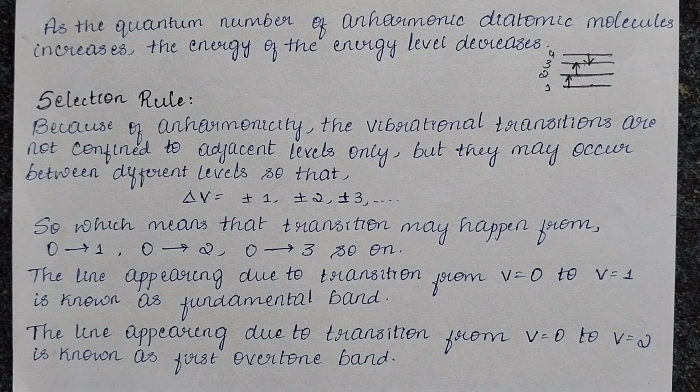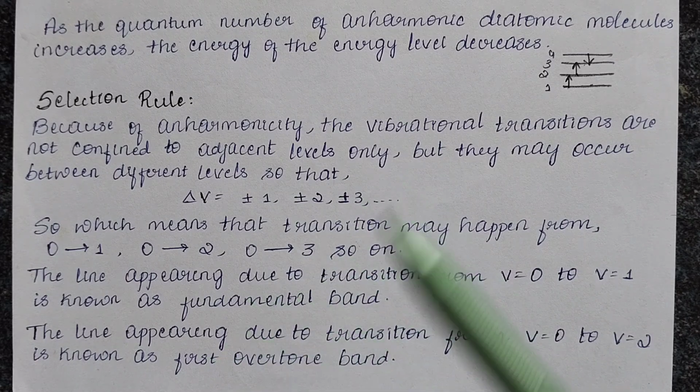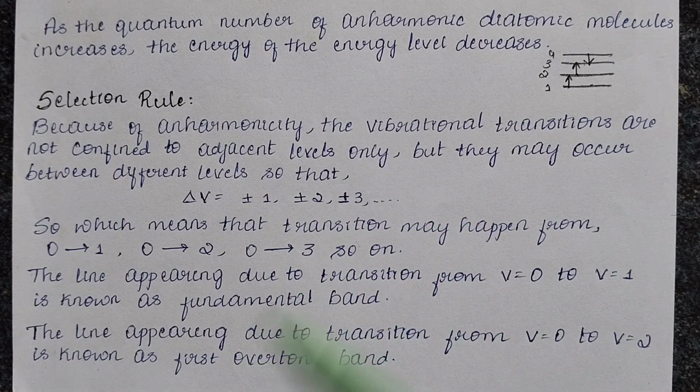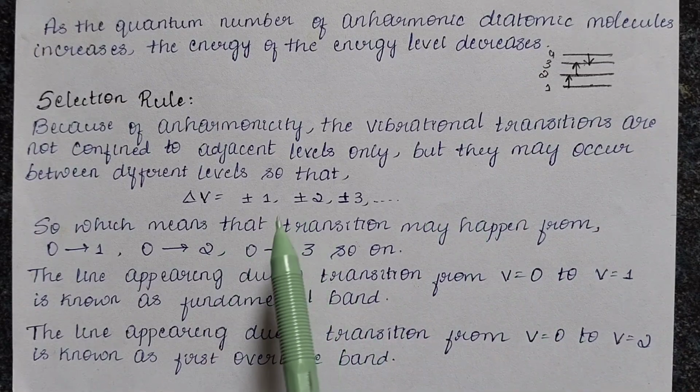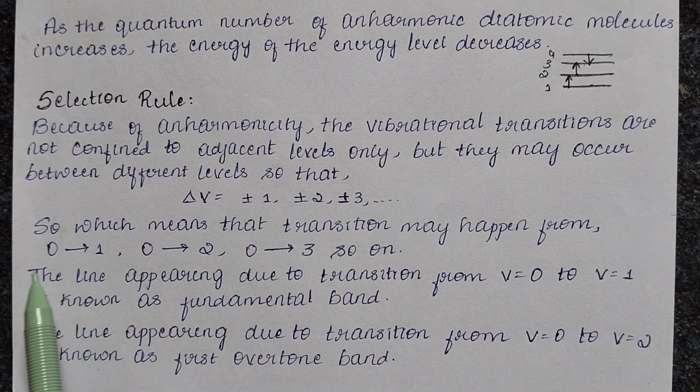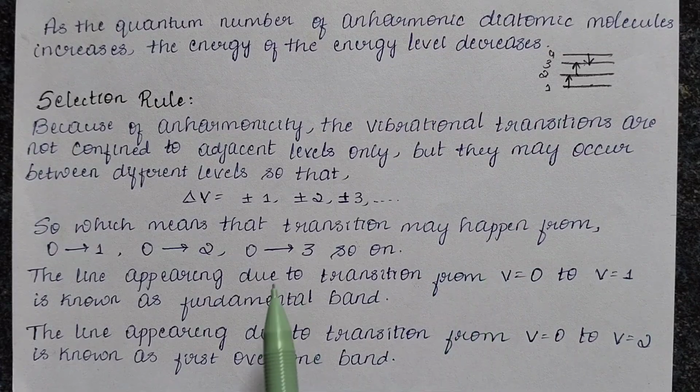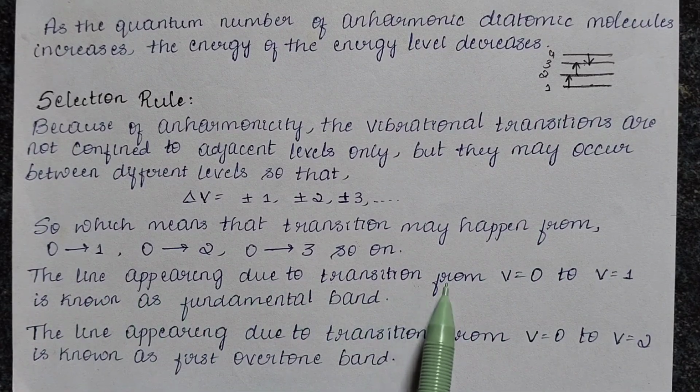In case of the harmonic oscillator, we have seen that transition takes place only to the adjacent energy level, but here they can also get transited from 0 to 1, 2, 3, and so on. The energy levels will continue, and in spectroscopy we will see different types of lines or representations due to the transitions.